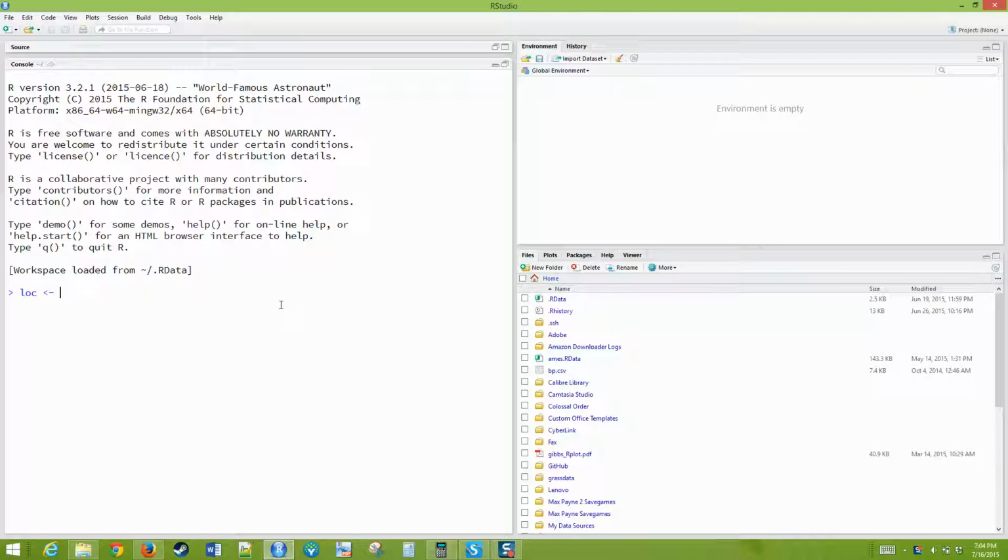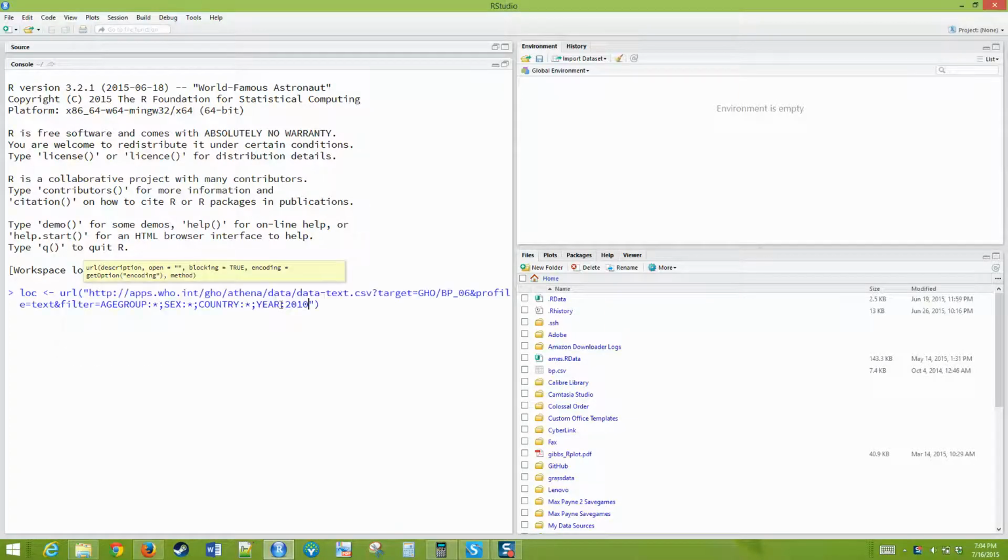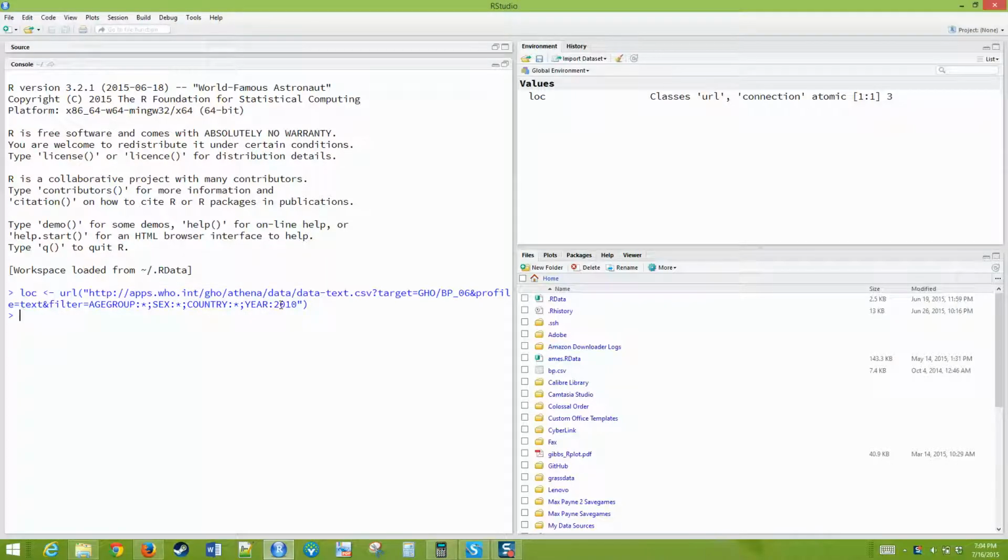And so first I'm going to create something called loc for location, and I'm going to pass it a URL object. Okay, so this is just the URL for the data set. If you click this, it should download directly to a CSV file. Okay, and so I hope this works. Sometimes during live demos, of course, things break down.